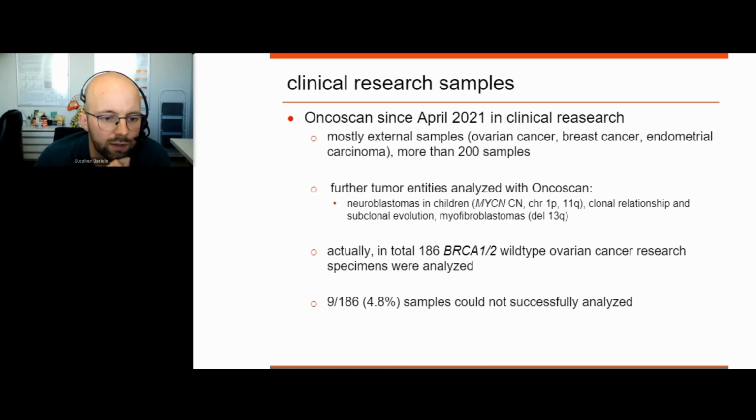Actually, we analyzed close to 200. This is a few weeks old number, so we are at 200 at the moment. BRCA wild-type ovarian cancer research samples. I will show them. And at the moment, we have approximately 5% samples we could not analyze, so 5% dropout. It's a very, very good result for this often challenging material we get from external hospitals.